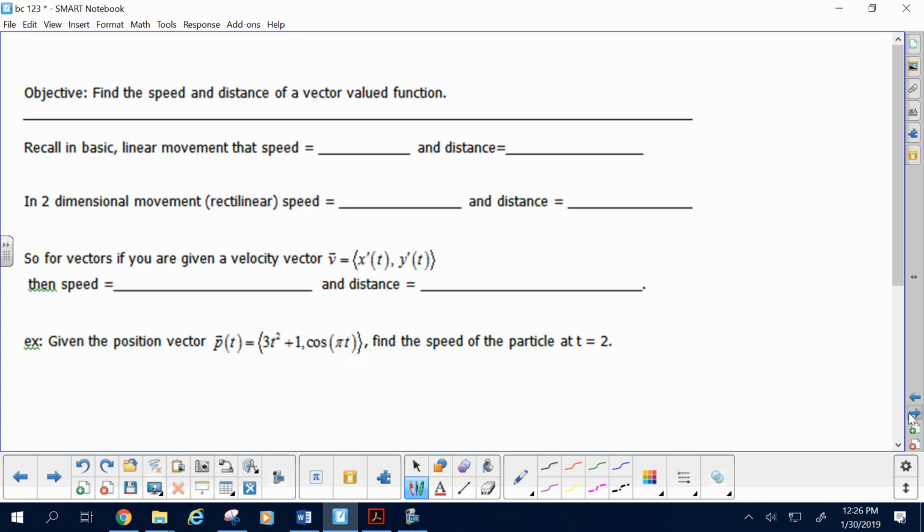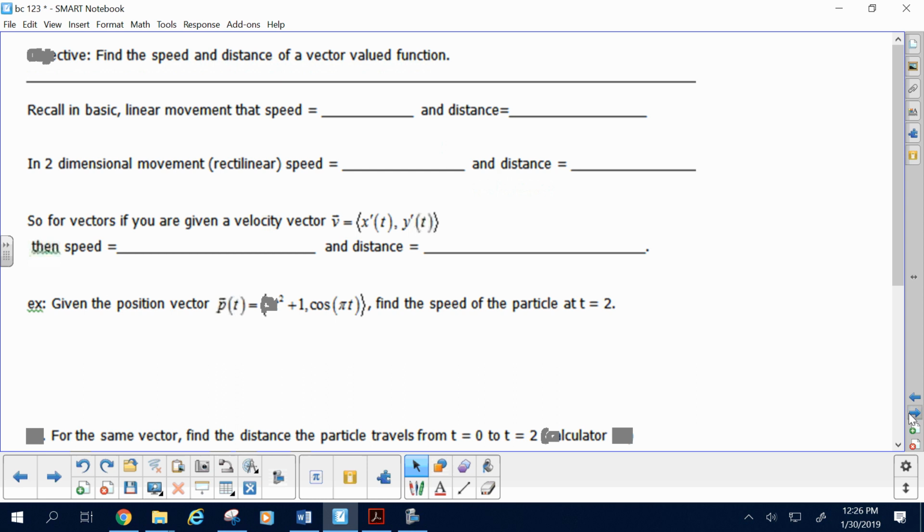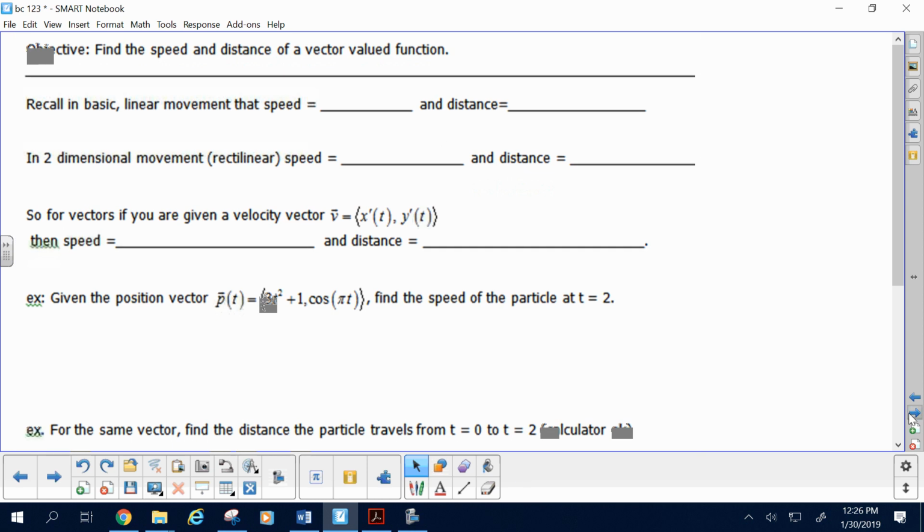All right. Now, this is a pretty common BC question, and if you're good at this, this is usually a 9. This is where you really make some hay and get yourself some leeway. So, speed and distance in vector valued functions. When you think about basic linear movement, how do you find speed?